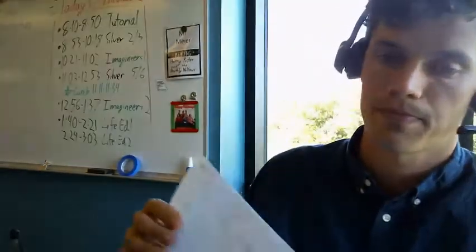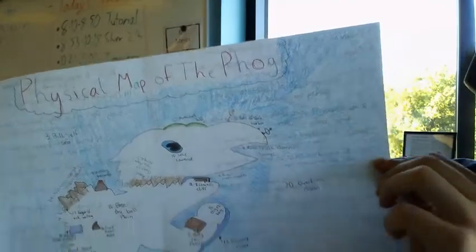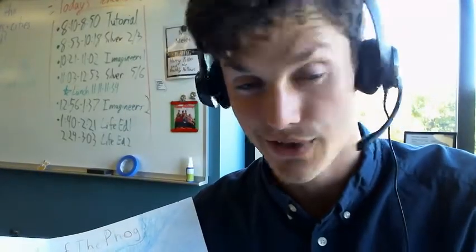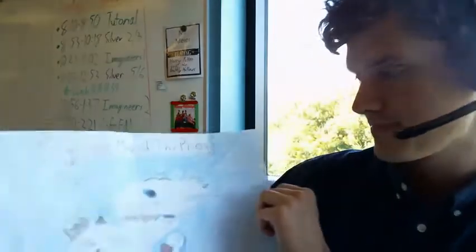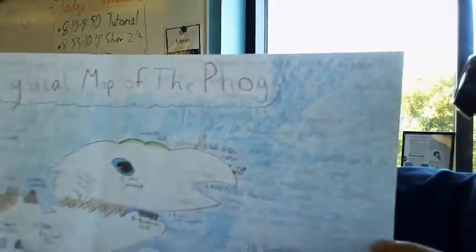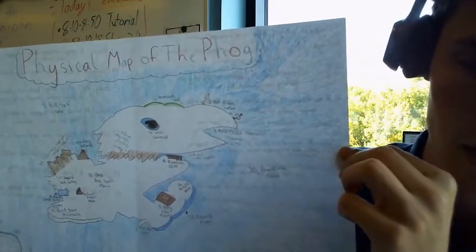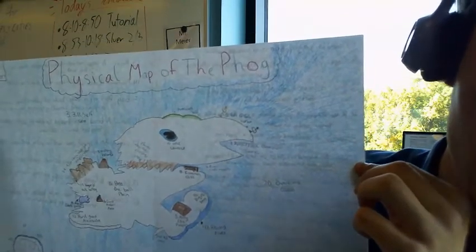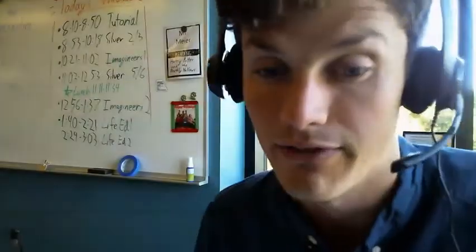Here's another example. Here is a physical map of the Phog. It's a KU map, which, I'm a Mizzou guy, so it's a good thing this is a really good example. Otherwise, I would have been mad at the student. Just kidding. But it is a really good example, so let's take a look. Notice how neat and clean this looks. They did a very good job of drawing this and showing some effort.